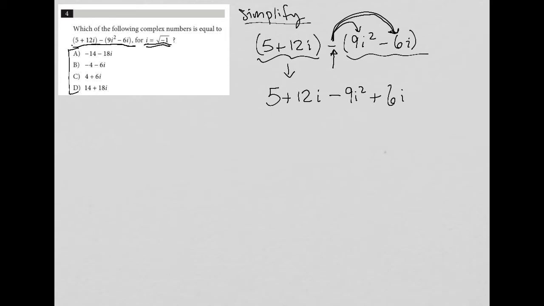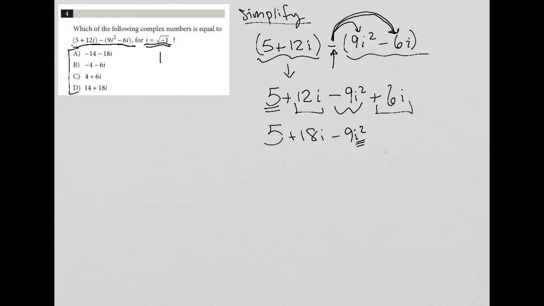Now to combine like terms further, I still have my 5. There's no like term for 5, so that stays the same. And then I have a positive 12i and a positive 6i, so that becomes a positive 18i. And then lastly, I have this negative 9i squared. So that's my simplification. Now, when I check the answer choices, I don't see any i squareds in the answer choices, which means that I should not have an i squared in my answer.